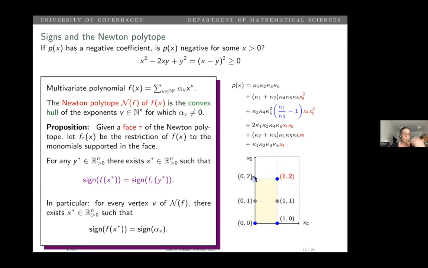The same is true with faces. If you take a whole face and restrict the polynomial there, it means you just remove the monomials that do not have exponents on the face. If the polynomial restricted to the face attains, for example, a negative sign, then your polynomial will also attain a negative sign, right? So the vertex case is a special case of the face case. So that's what worked here.